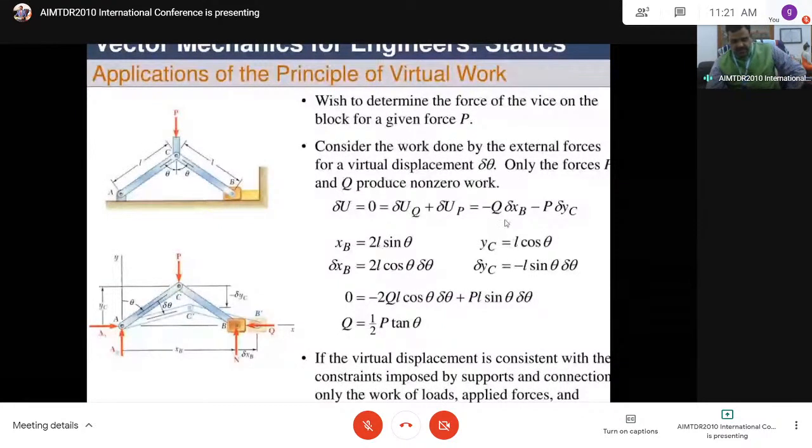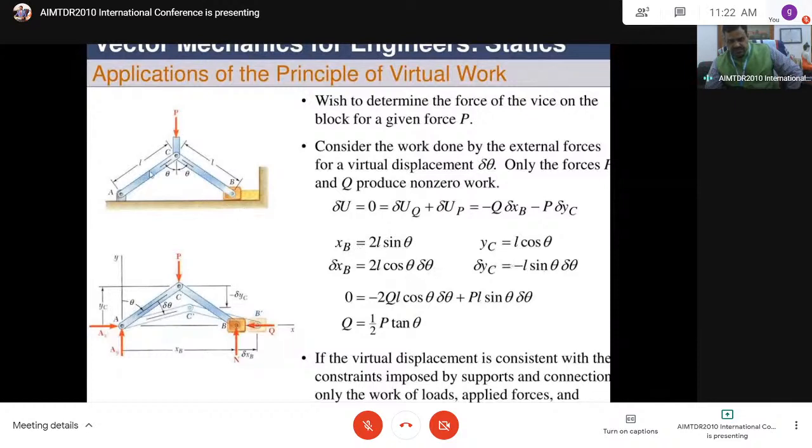Now I need a virtual displacement, delta x. I am differentiating. Theta is a variable; as you go on changing, theta is changing. So x_B, 2L sin theta, becomes 2L cos theta d theta. Similarly y_C, this one, L sin theta. This one is L cos theta, equal to delta y. L sin theta becomes L cos theta d theta, and L cos theta becomes minus L sin theta d theta. Now substitute delta x and delta y here.